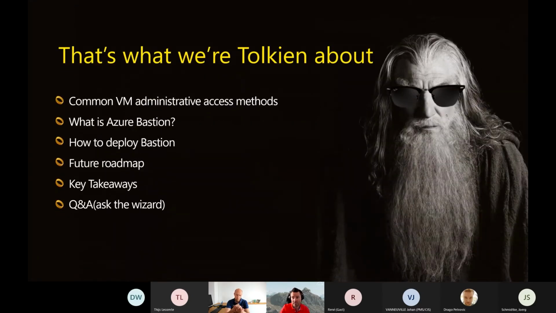On the agenda today, the things we're talking about. First of all, we're looking at all the common VM administrative access methods, the different ways, the good and the bad ones, on how you can connect to your Azure IaaS VM before Bastion, followed by a demo. Then we will talk about what Azure Bastion is, and we will dig a little bit deeper in how you can deploy, configure, and start using it. And of course, we will also show some demos. After the last demo, we will look at the future roadmap, and we also go through the key takeaways to really focus on the things we think you should really remember when you start using Azure Bastion.